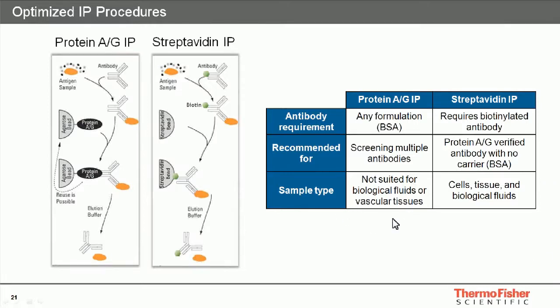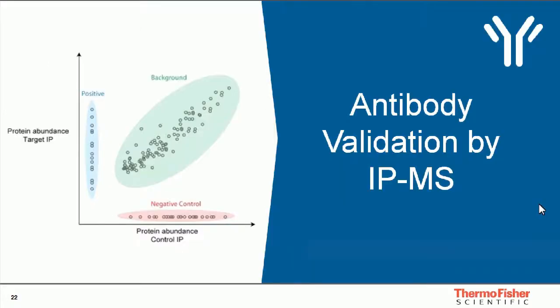Now, certain sample types are not compatible with the protein AG IP, such as biological fluids or very highly vascular tissues. With the streptavidin IP method, you can actually use any kind of tissue samples, cell samples, or biological fluids. So after we optimize this IPMS workflow, we have an optimized method.